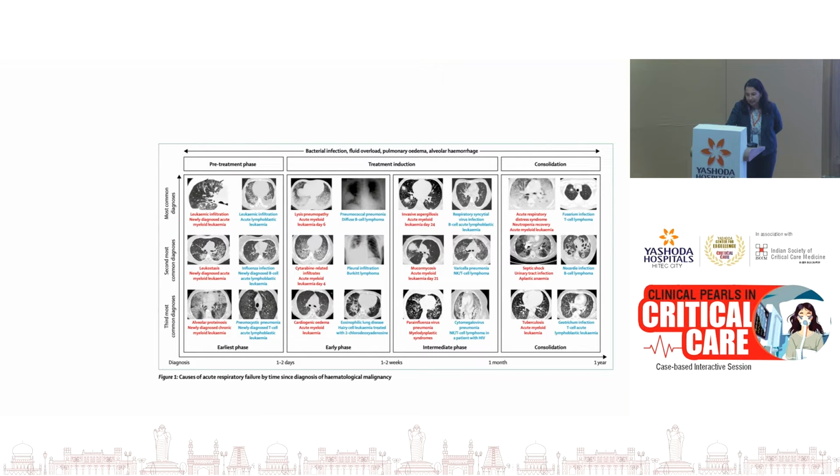This slide shows the various appearances, the slide is not pretty clear, but it shows the various appearances of the various infections in the lungs due to the various etiologies in the various phases of hematological malignancy, like in the pre-treatment phase, the treatment phase, and the consolidation phase. The pathogens are different and the appearances on the CT scan are also different.